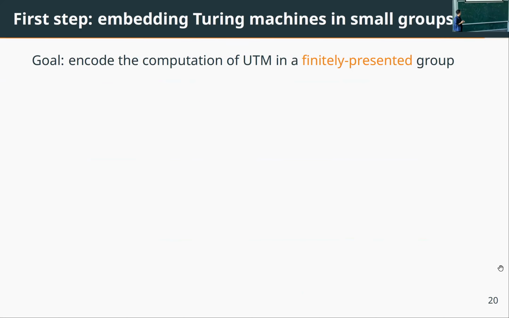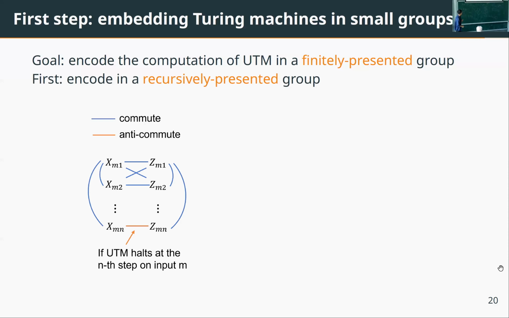So now our goal is to encode the computation of this Turing machine into a finitely presented algebra. This algebra has finitely many generators, finitely many relations, so it can be recognized by computers. The computers can store all the relations and the generators. Okay, so the first step is to encode the computation of this Turing machine in a recursively presented group with infinitely many generators, infinitely many relations. But still, this group is conceptually simple. How do we do this?